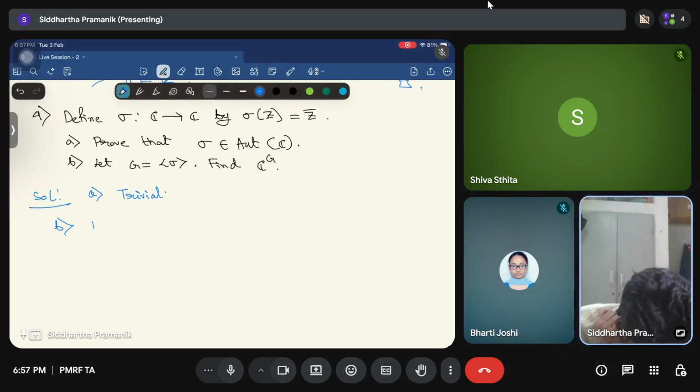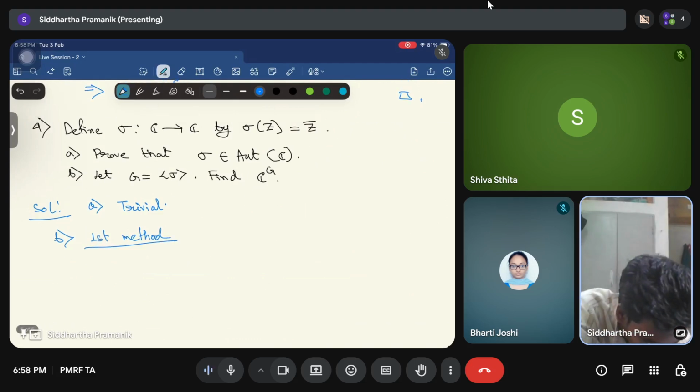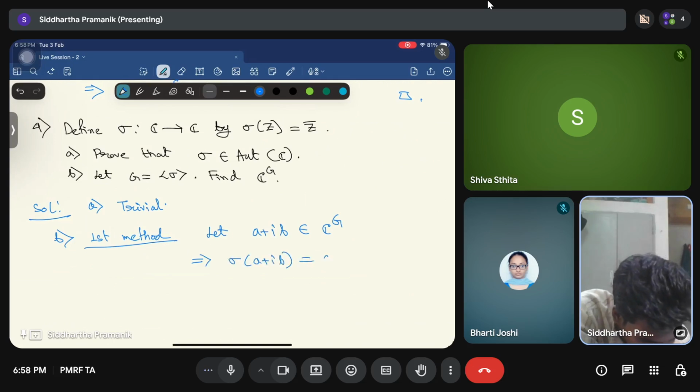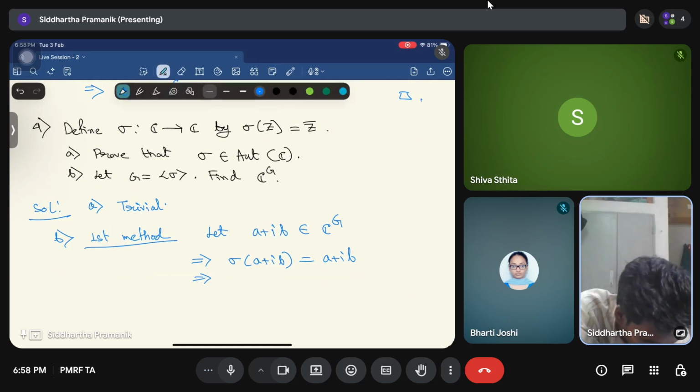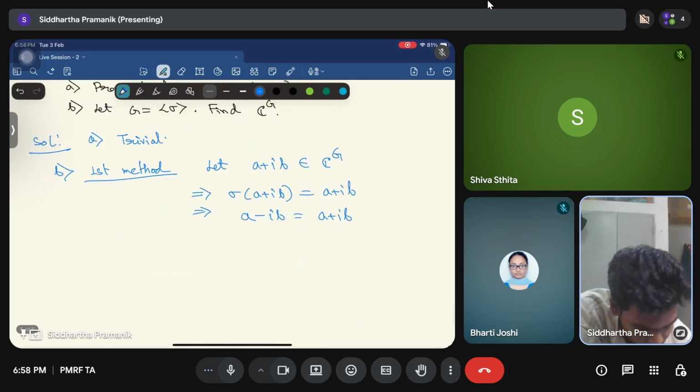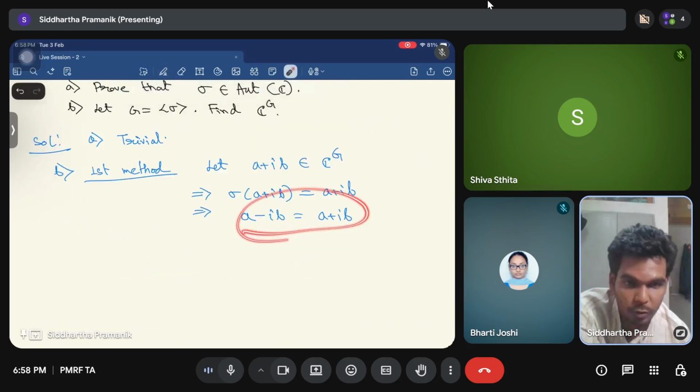So there are two ways of doing this thing. So first, let me give the first method. First method you just compute directly. So let a plus ib, this complex number, be in the fixed field. So that will imply sigma of a plus ib is the same element. But what is this element? This element is basically the conjugate, right? So a minus ib equals a plus ib. So these two things have to be equal.